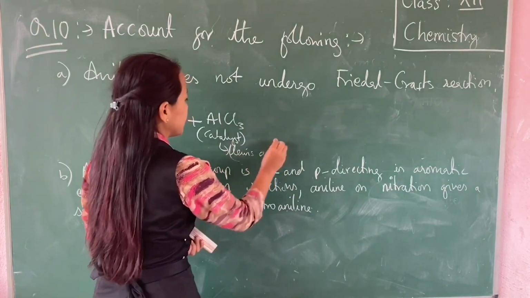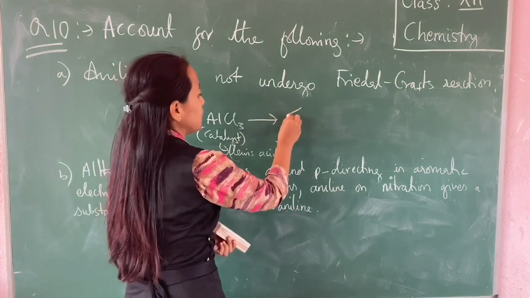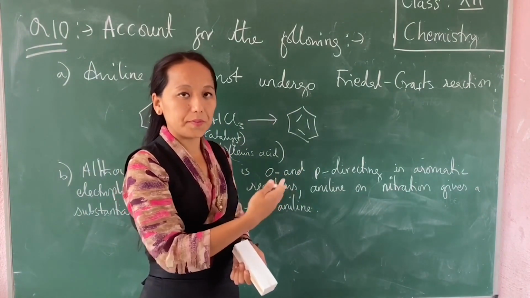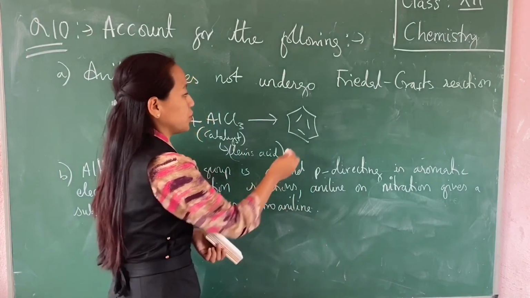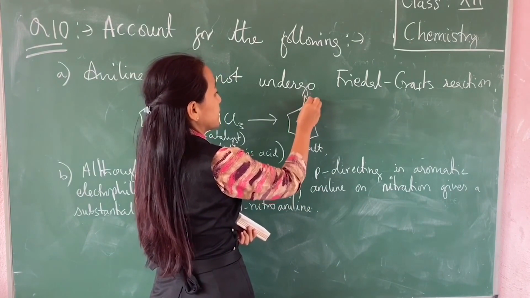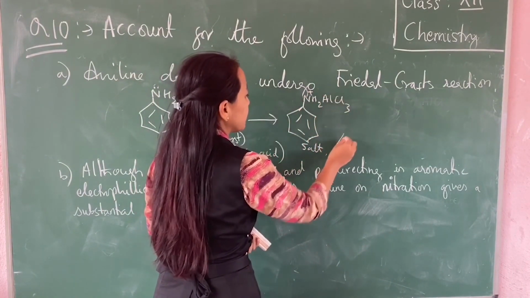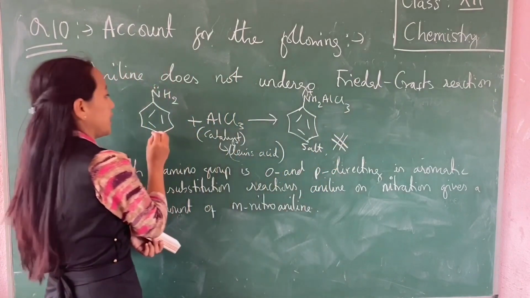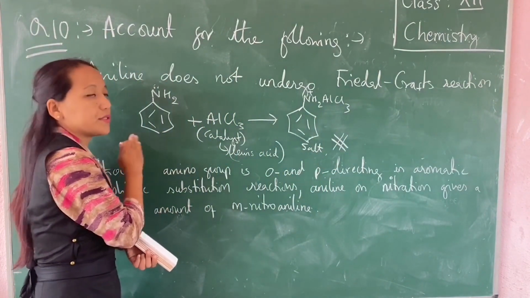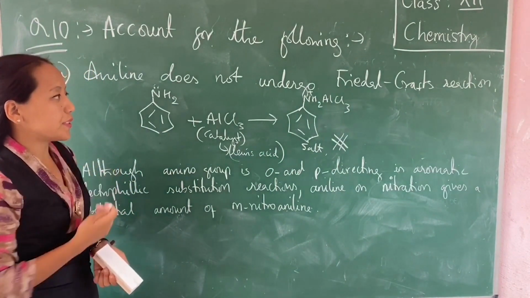So what happens is aniline will react with aluminum chloride and it forms a salt. Acid plus base, base plus acid will always result in the formation of a salt. So it leads to the formation of salt, that is C6H5NH2 plus AlCl3. So because of the formation of salt with aniline and aluminum chloride, you cannot carry out aniline under Friedel-Crafts reaction. So this is the reason for this.